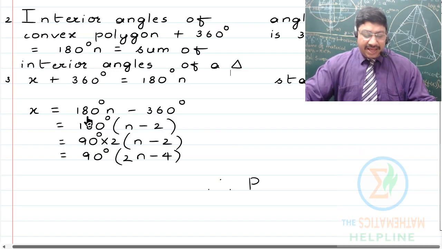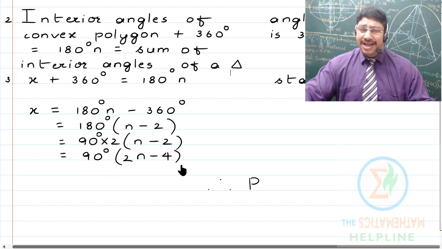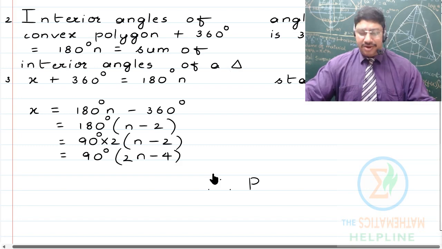Now we are going ahead with this reason to try and prove a point. Further, we have 180, which can be taken common from this pair of terms in the binomial. So 180 degree, when taken outside, inside in the first term you're left with n, and in the second term you're left with 2. Further, this 180 can be written as 90 degree into 2. And if you take this 2 inside, this becomes equal to 2n minus 4 times 90 degree, or in other words 2n minus 4 right angles is the sum of all the interior angles of a convex polygon.